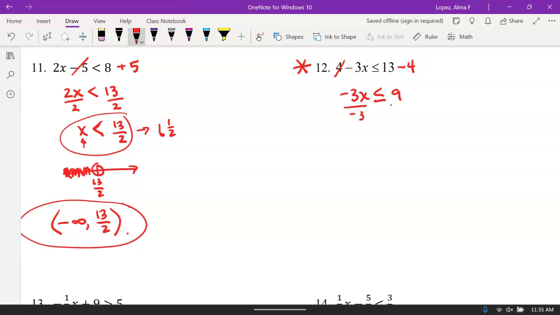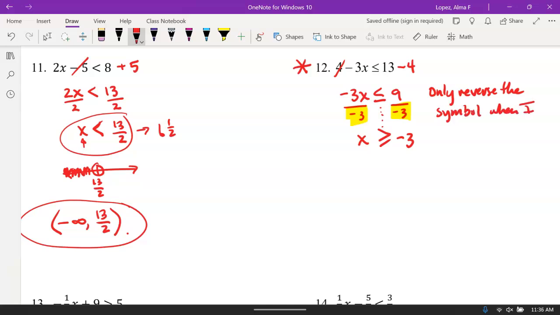Now I can divide both sides by a negative 3. Ding, ding, ding, light siren, something which should tell you always reverse that symbol. Anytime that we divide by a negative, you want to reverse the symbol and do it right away. So we get the x all by itself on the left, and on the right-hand side we get a negative 3. Now, again, only reverse the symbol when I divide by a negative number.